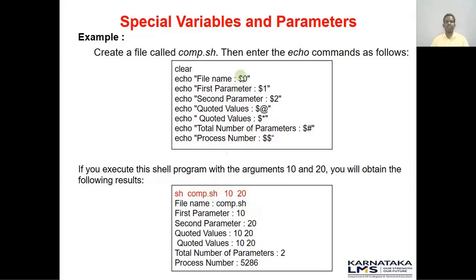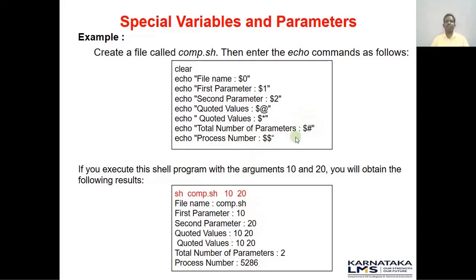comp.sh is referred by $0, we get the output file name comp.sh. 10 is referred by $1, we get the first parameter 10. 20 is referred by $2, we get the second parameter 20. $@ referred by two parameters, we get output quoted values 10 20. $* referred by two parameters, we get output quoted values 10 20.